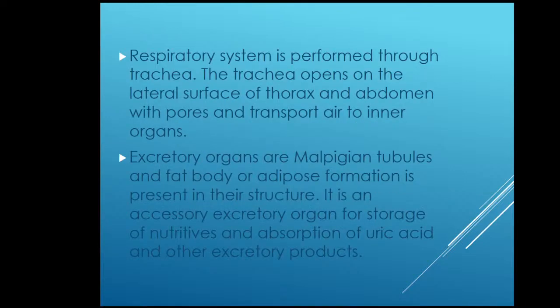The respiratory system of Insecta is performed by tracheae. The tracheae open on the lateral surface of the thorax and abdomen with pores, and tracheae transport air to inner organs. The excretory organs of Insecta are Malpighian tubes and fat body. The fat body is an excretory organ for storage of nutrition and absorption of uric acid and other waste products.